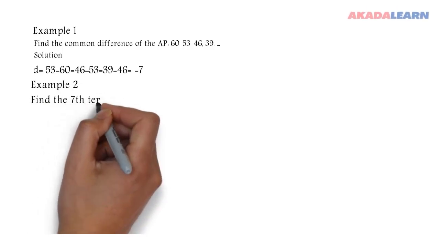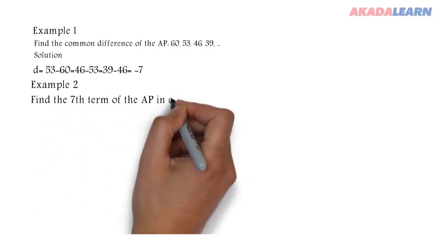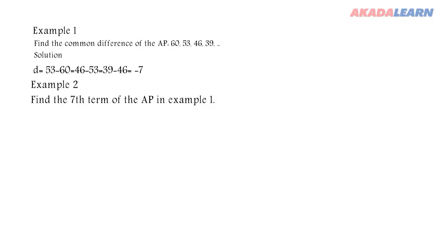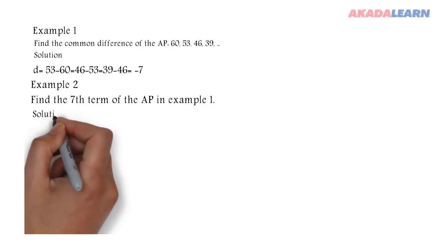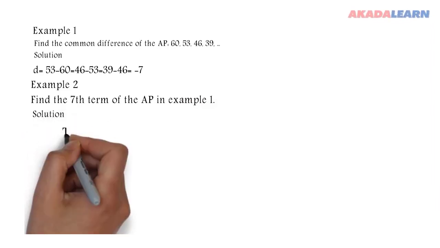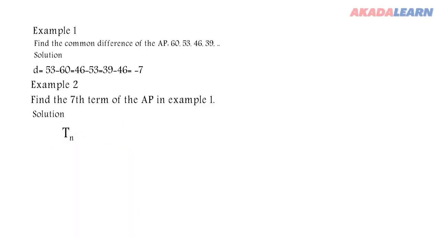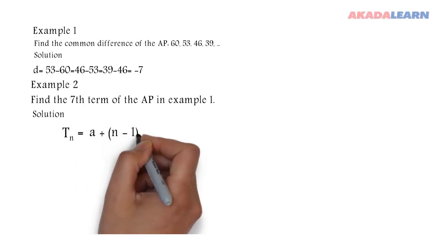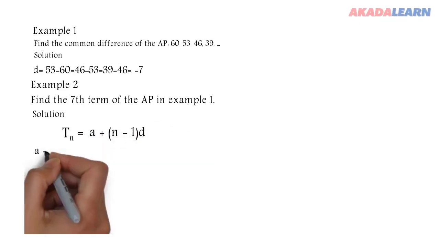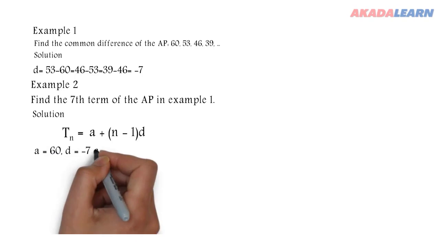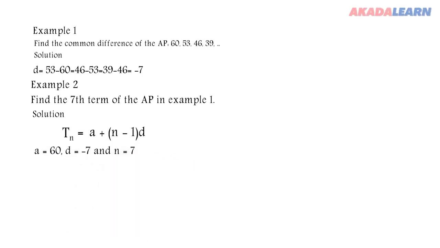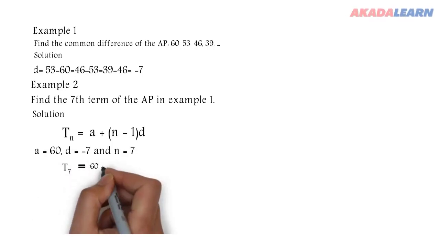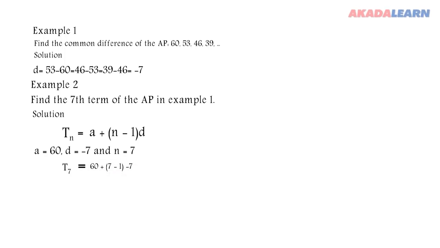So let's see another example now. Having known how to find the common difference, example 2: find the seventh term of the AP in example 1. Our formula says Tn is equal to a plus open bracket n minus 1 close bracket times d. So we are just going to substitute in each of those values. Our T7 will be equal to a, our a is 60, plus our n is 7, so we say open bracket 7 minus 1 close bracket times minus 7.